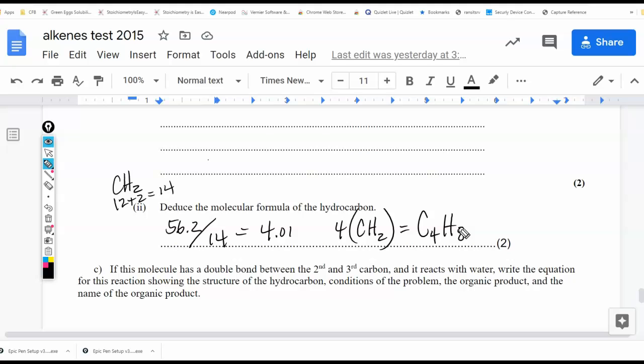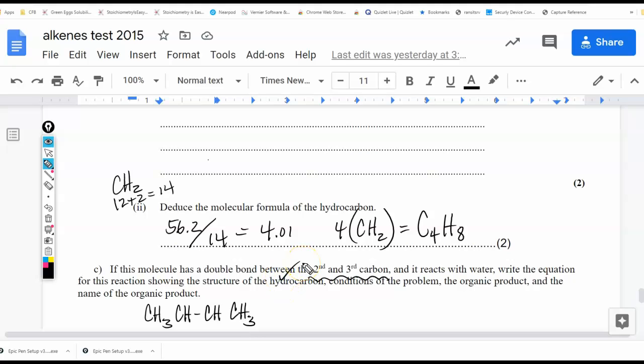Now, it says if this molecule has a double bond between the second and third carbon and it reacts with water, write the equation for this reaction showing the structure of the hydrocarbon, conditions of the problem, the organic product, and the name of the organic product. Okay, so if that's all the case, and we know that's C4H8, then what we actually have is CH3, CH, double bond to another CH, followed by CH3. There is our structure of the hydrocarbon.